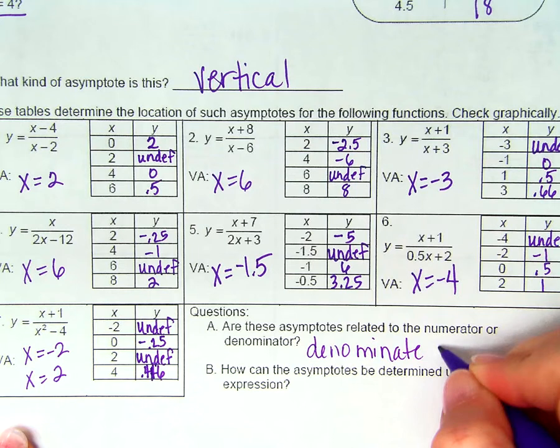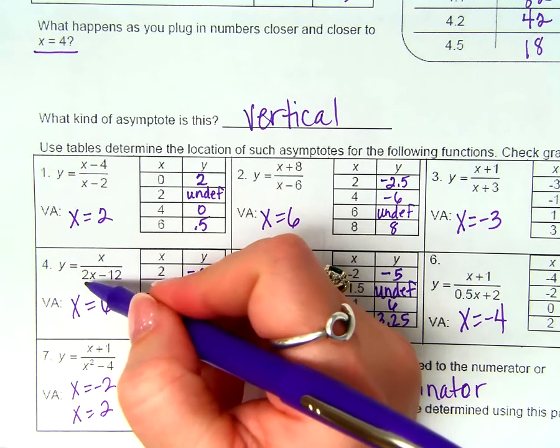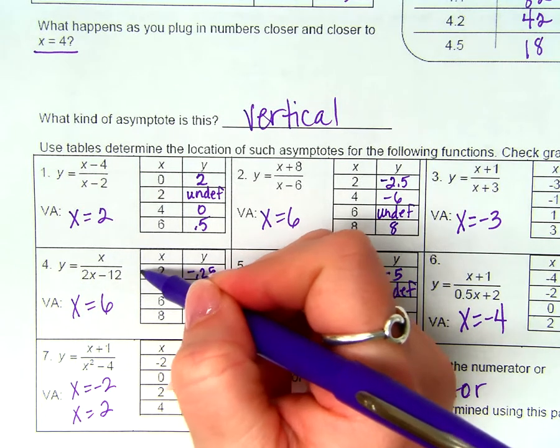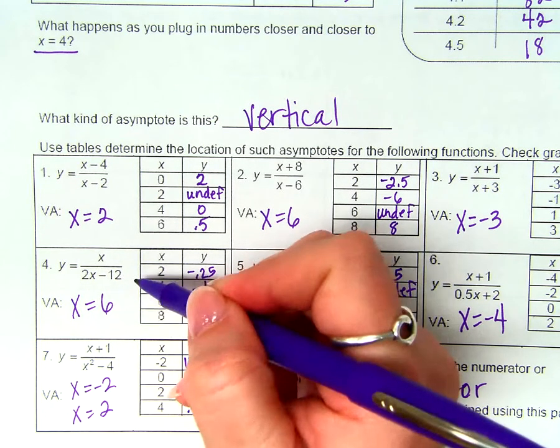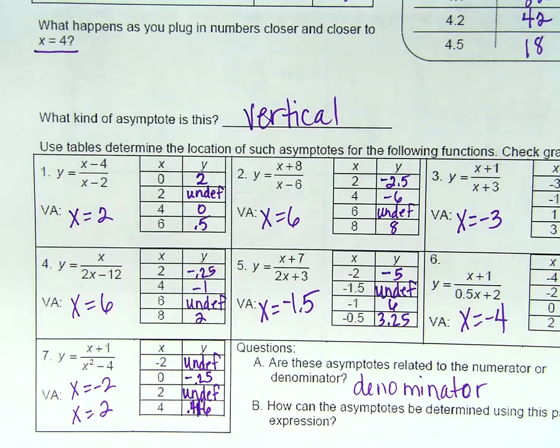It's the bottom. It's the denominator of the fraction that's not allowed to be 0, right? So to find the asymptote, you pretend it's 0. You make it equal 0. If I make this equal 0, 2x minus 12 equals 0. Add 12 to both sides, divide both sides by 2. Guess what I get? X equals 6. Boom.